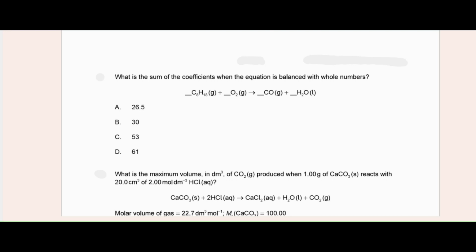First question, what is the sum of the coefficients when the equation is balanced with whole numbers? Okay, well, let's see what we are given. C8H18 and O2 giving CO2 and H2O. We've got 8 and 1, 18 and 2, and 2 and 2.